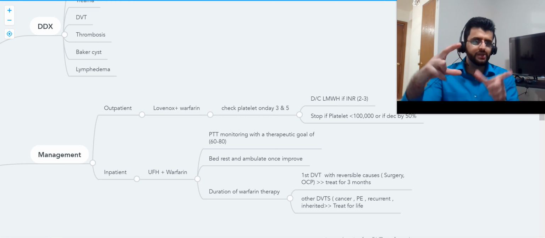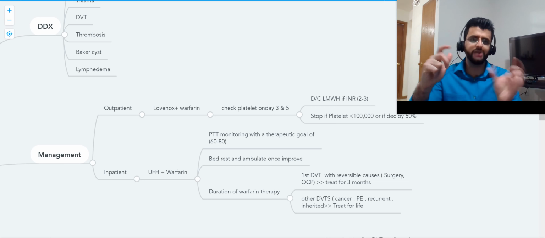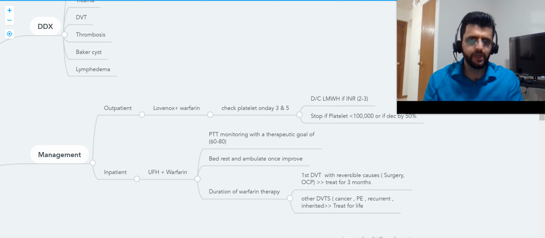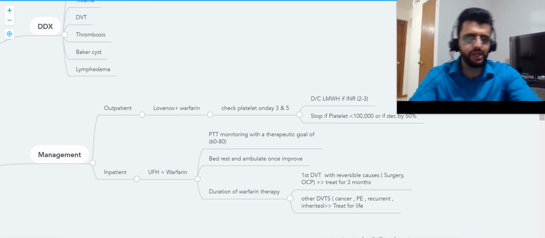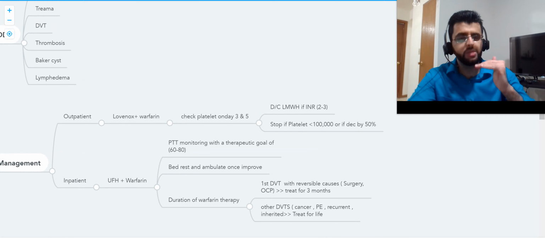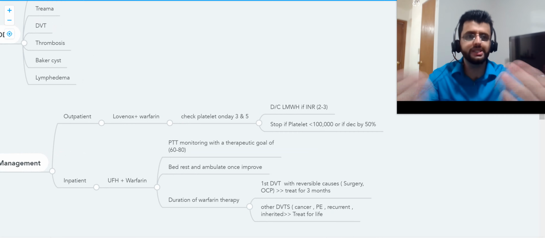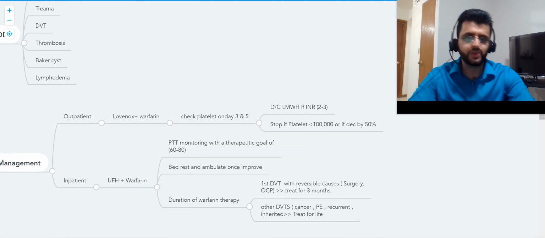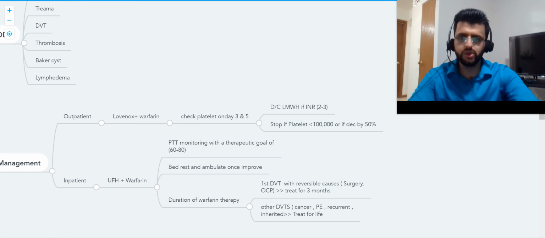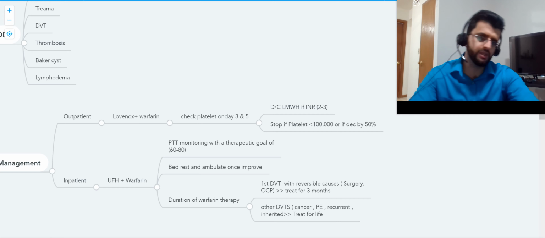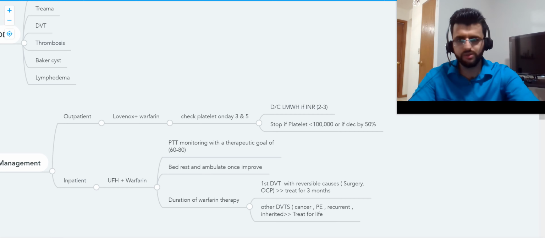Warfarin takes time to take effect, that's why we give it. It's not the hours, it's the INR. If the INR is 2 to 3, then we stop the Lovenox, the low molecular weight heparin. Another time to stop is if the platelets drop below 100,000, or if they decrease by 50%. So this is the outpatient: Lovenox plus warfarin, check platelets on day 3 and day 5, discontinue low molecular weight heparin at INR 2 to 3, and stop if platelets are less than 100,000 or decrease by 50%.